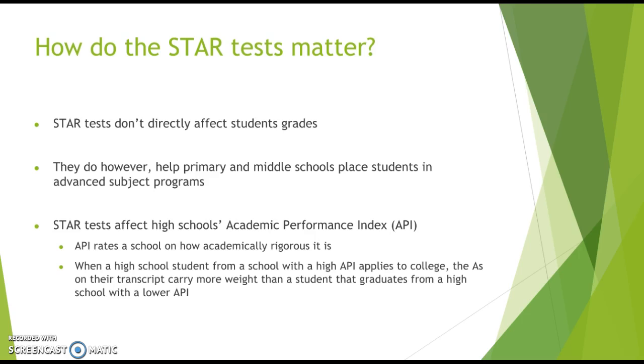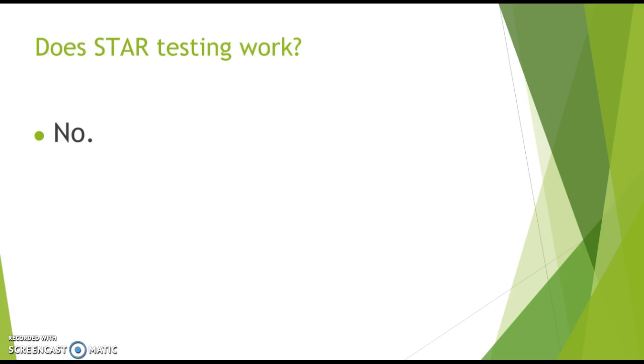The way they probably matter the most is that they affect a school's academic performance index, or the API. An API is a ranking on how academically rigorous a whole school as the institution is. And this matters because colleges look at these scores. So basically, an A at a school with a high API matters more to a college than an A from a high school with a lower API. So the higher your school's API is, the higher the kids do on these tests. Basically, your college application is weighted higher. So these tests do really matter.